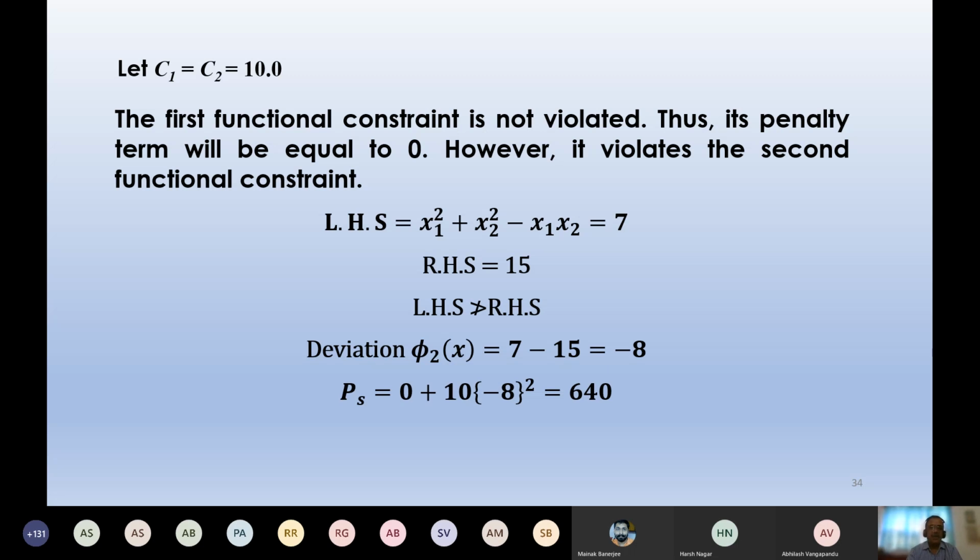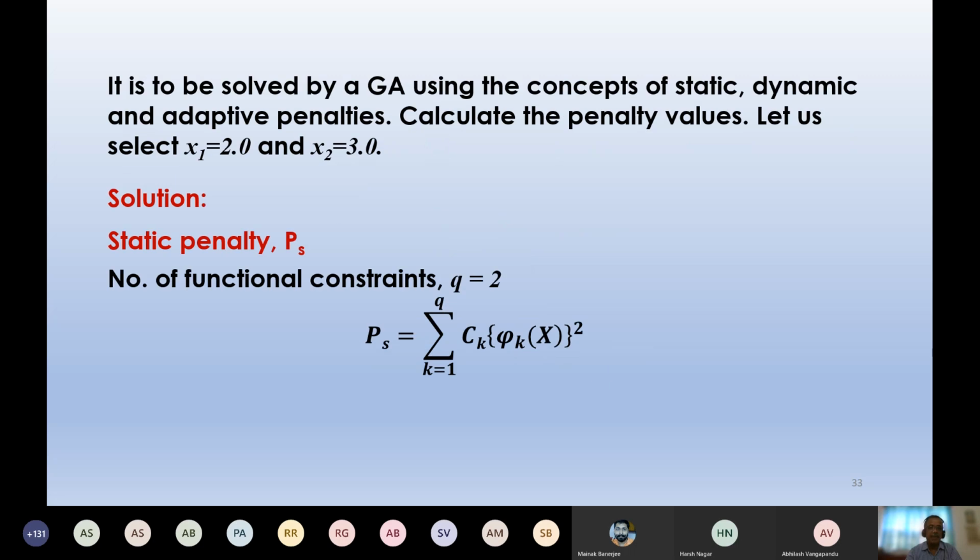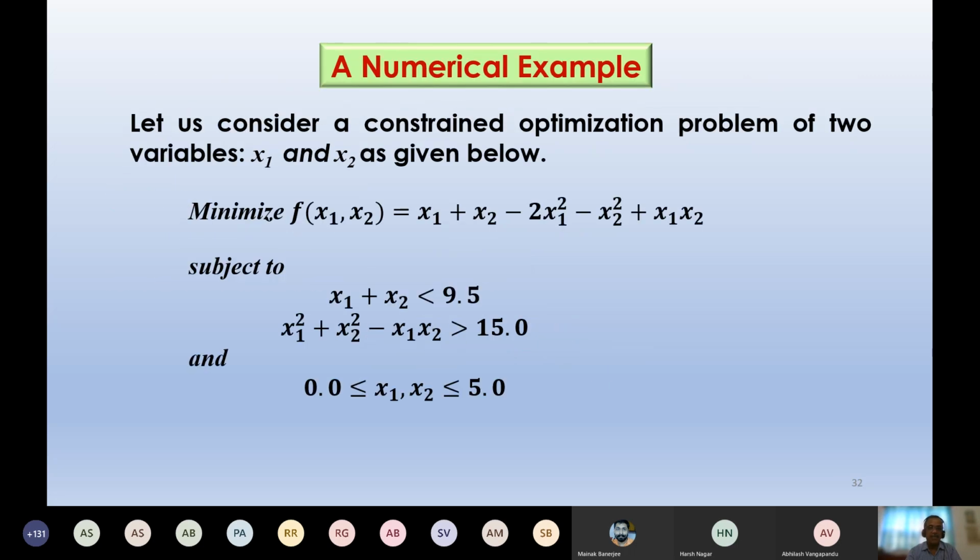Now if you see, the first functional constraint is not violated. Let me check it. Let us go back to the problem. So this is the first functional constraint, x1 plus x2 is less than 9.5. We have taken x1 equals 2.0 and x2 equals 3.0. So 2 plus 3 is 5. 5 is less than 9.5. So this first functional constraint is satisfied, so there is no violation. According to static penalty, this penalty value will be equal to 0.